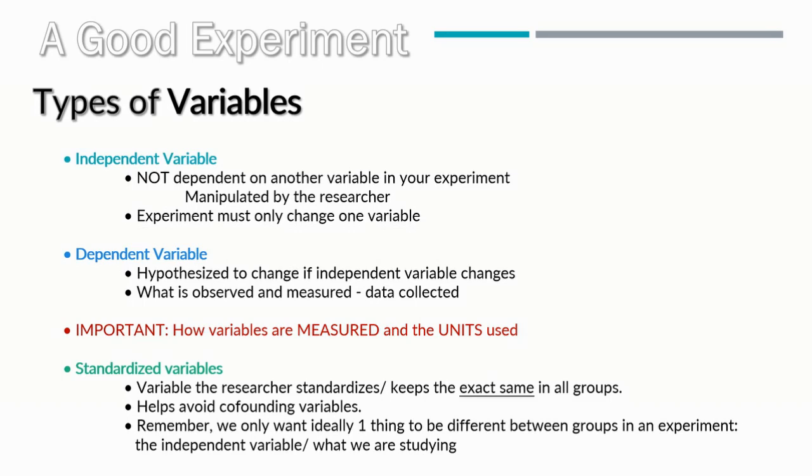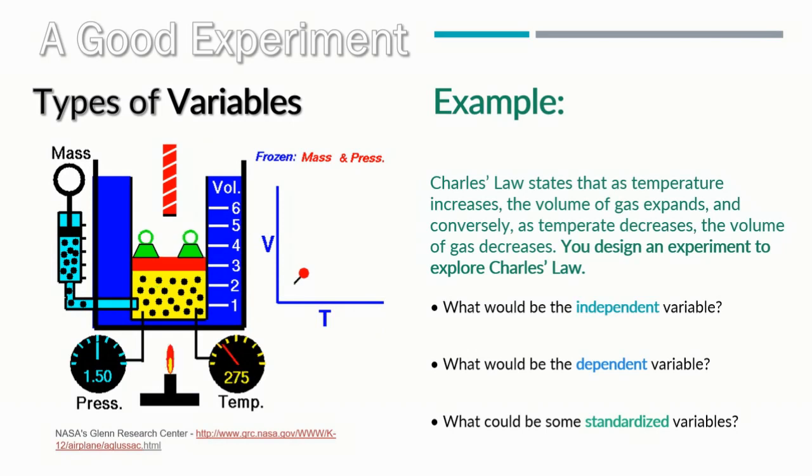So with that out of the way, let's go ahead and look at an example to make sure we understand. Charles' law states that as temperature increases, the volume of gas expands, and conversely, as temperature decreases, the volume of gas decreases. You design an experiment to explore Charles' law. What would be the independent variable? What would be the dependent? And then what would be the standardized variables? Pause the video, take some time.